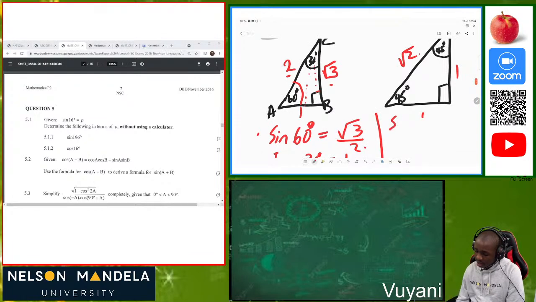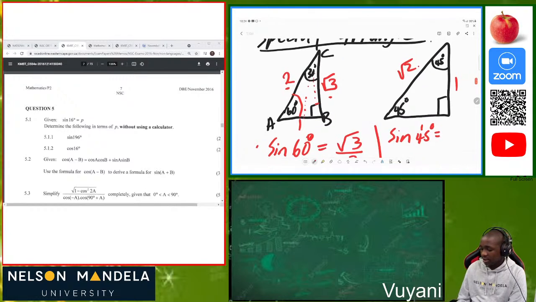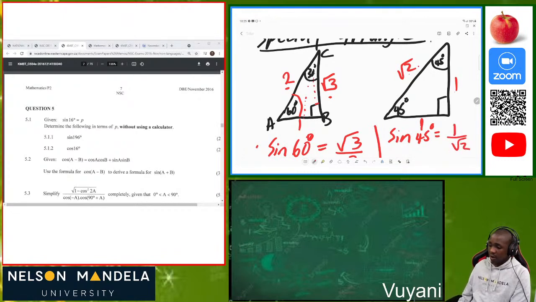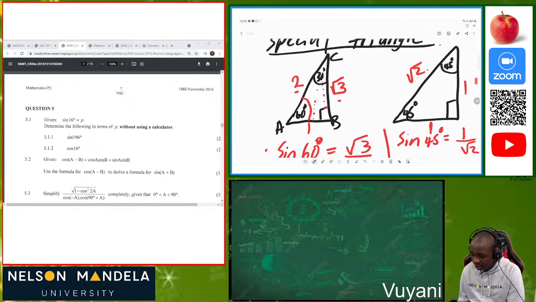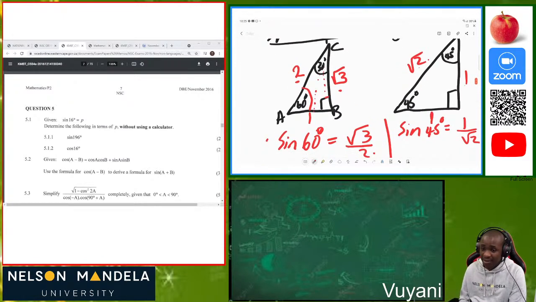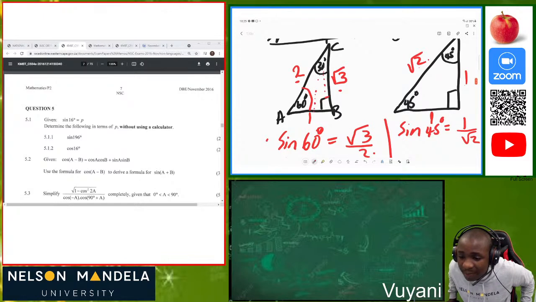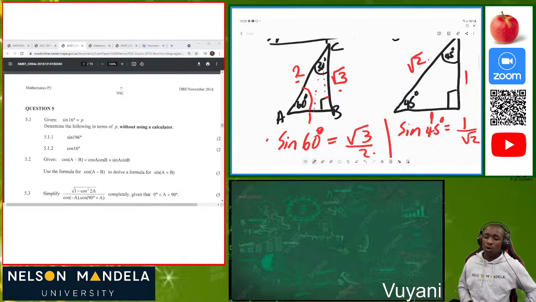So maybe let's come this side now. Let's say maybe you are having sine of 45°. Sine of 45°, we know that it's opposite over hypotenuse. So it's gonna be 1/√2. So these are our special triangles. I won't dwell much on this. Please, you must know this by heart, because if you think you're gonna use your calculator in the exam, they'll give you wrong answers. So please be careful and cautious when it comes to that.